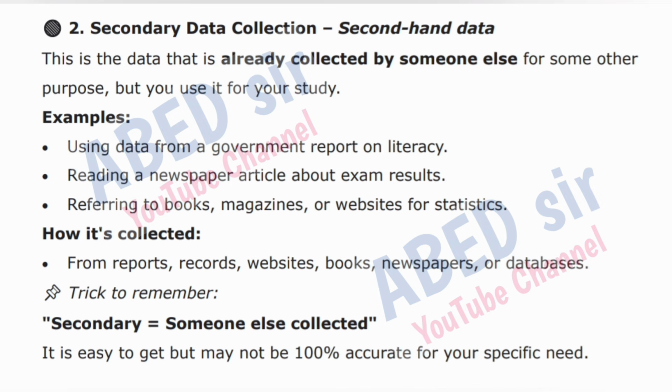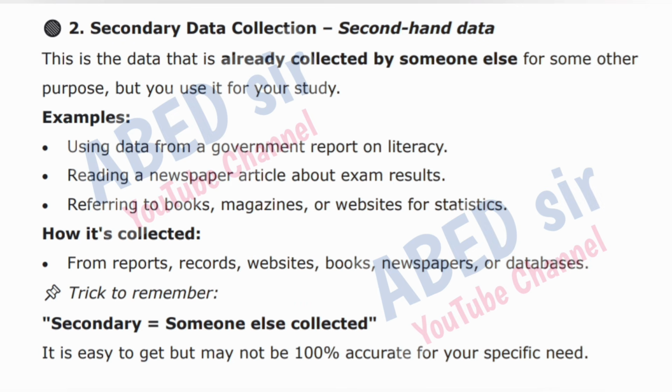2. Secondary data collection, second-hand data. This is the data that is already collected by someone else for some other purpose, but you use it for your study. Examples: using data from a government report on literacy. Reading a newspaper article about exam results. Referring to books, magazines, or websites for statistics.